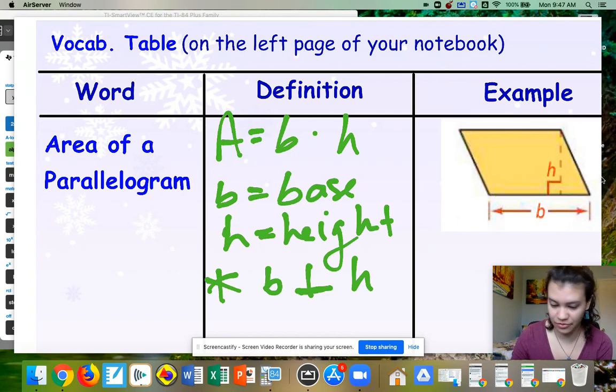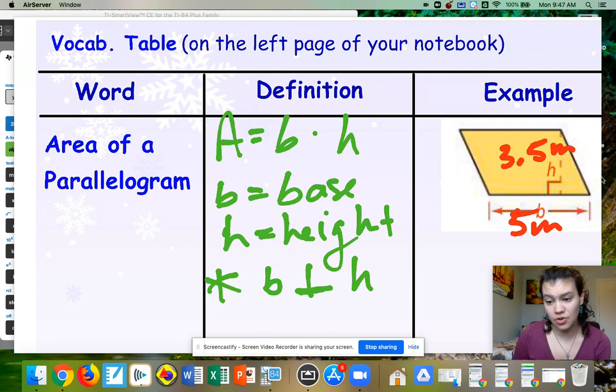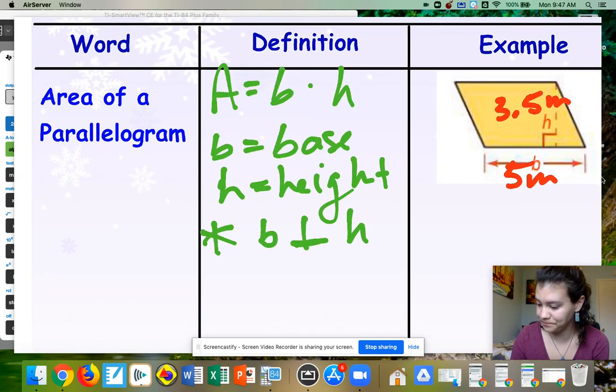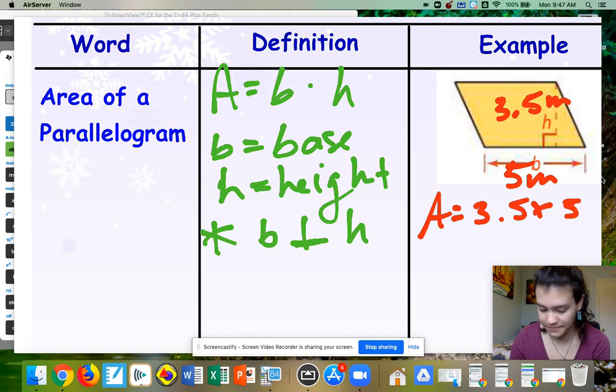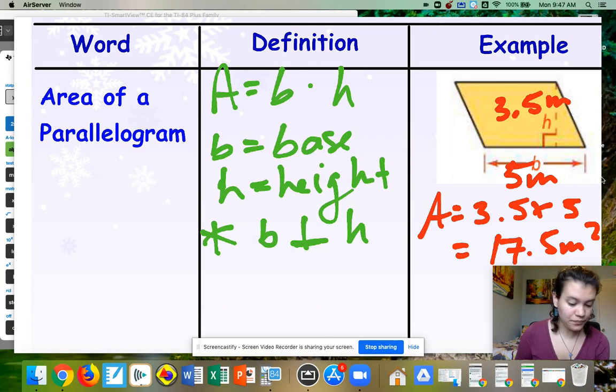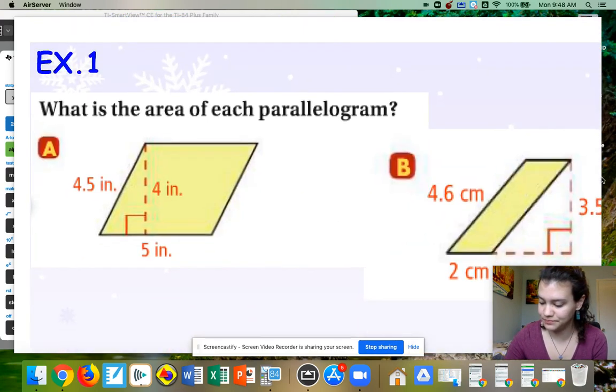So if we do the example over here, let's switch my color, the base is 5 meters and the height here is 3.5 meters. Just a note, with this section, you're going to have a lot of decimals and fractions, so don't worry about that if you get those in your homework. So your area will be 3.5 times 5, which will then give you 17.5 meters squared. So those are the definitions, and now I'm going to go through a few examples of just how to find these areas again and different types of things you'll see.